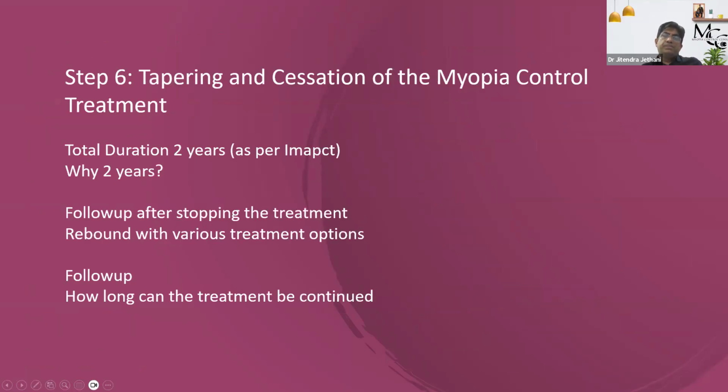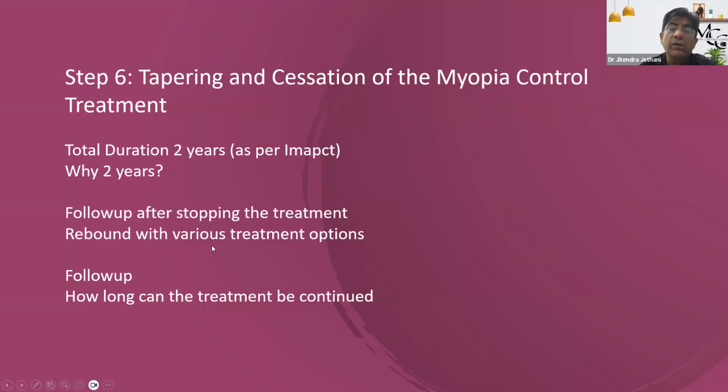And this is how you gradually come out of it. So total duration 2 years. Why 2 years? Absolutely, there is now, at least by LAMP, good evidence that you can easily continue it for 3 years or even more. 2 years mainly because all the studies which were done prior to the impact guidelines were for 2 years, and so I think they stuck with 2 years, and you have to keep following them even after stopping the treatment.